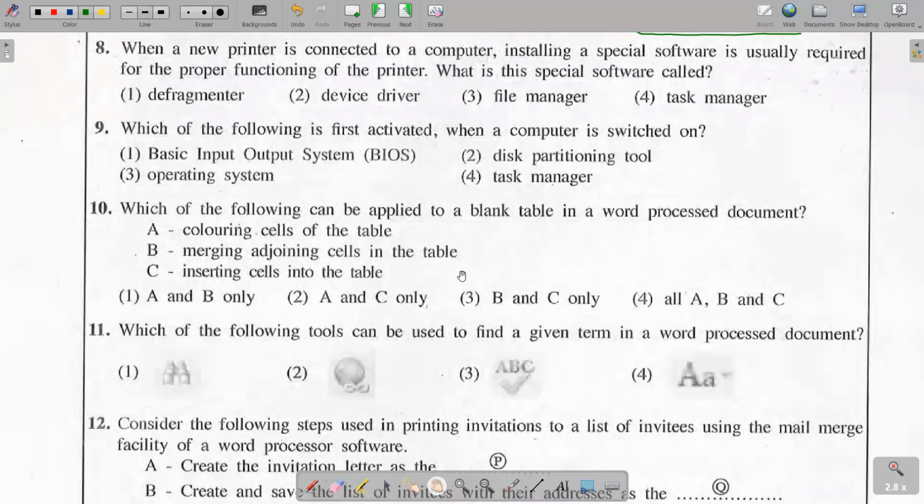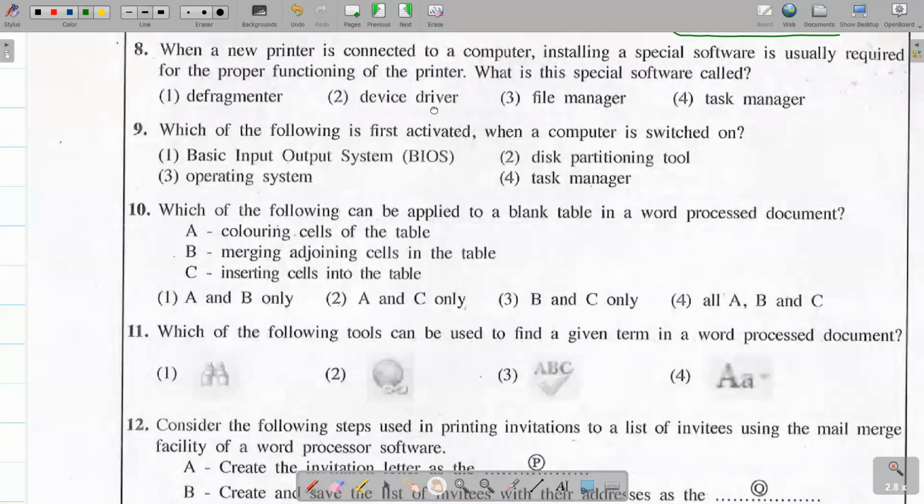When a new printer is connected to a computer, installing a special software is usually required for the proper functioning of the printer. What is this special software called? Not the defragmenter. Defragmenter is a utility software in our computer, which arranges space in the hard disk when the data is scattered all over the hard disk. It will take all the data into one particular side and make free space arranged to one side. So defragmenter is doing that task. It's nothing to do with the printer.